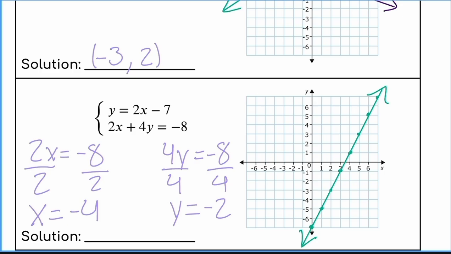So let's go ahead and graph this. I am going to find -4 on my x-axis and put a dot. And then I'm going to find -2 on my y-axis and put a dot. And then I'm going to try to connect them with a straight-ish line.